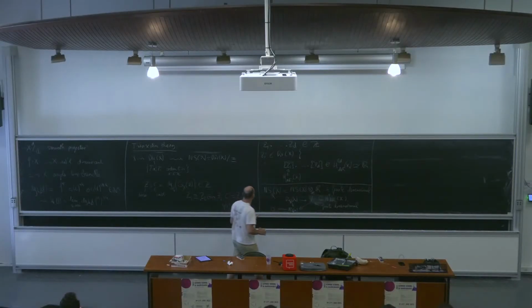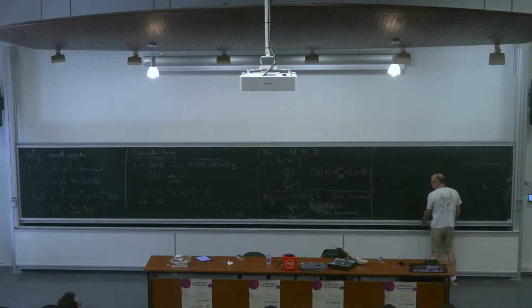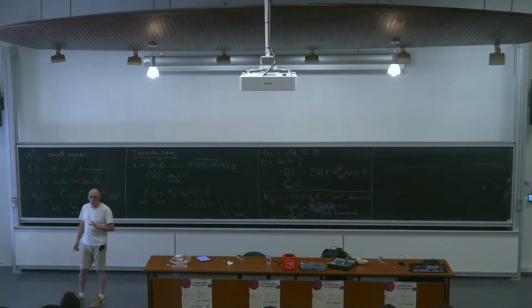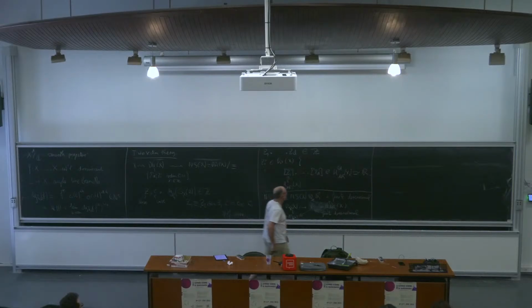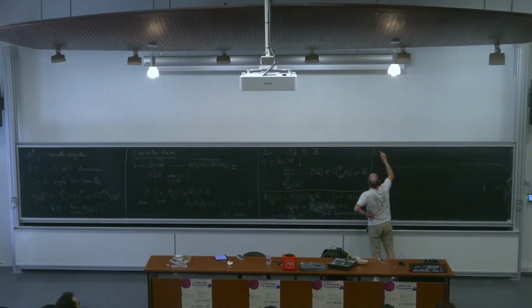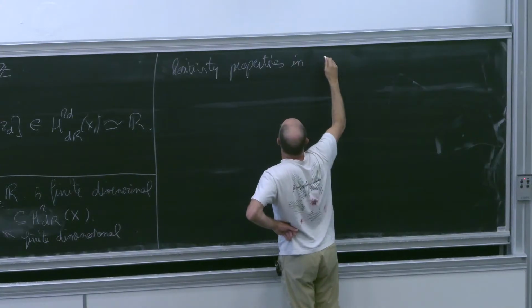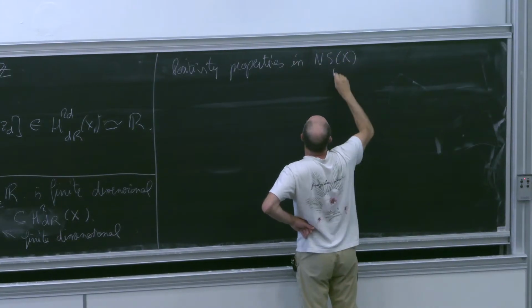Okay, so I need a little bit more about this finite dimensional space. I need positivity properties. So I managed to avoid, for 4 hours, I managed to talk about dynamical degrees without pronouncing the word nef. So it's problematic. But so we need, let's say, positivity properties in the Néron-Severi space.